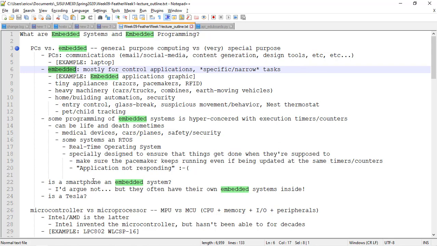But I would argue that smartphone, well, we're going to talk about it down here, so I'm not going to steal my own thunder. So let's talk about what the range of embedded systems are now that we're seeing both at the higher end and the lower end.